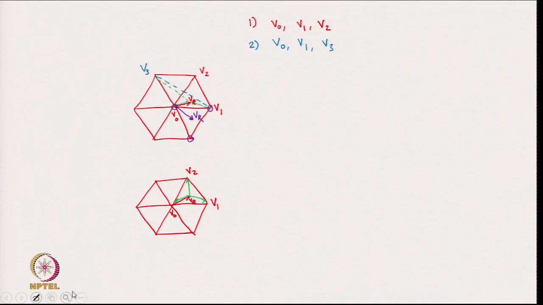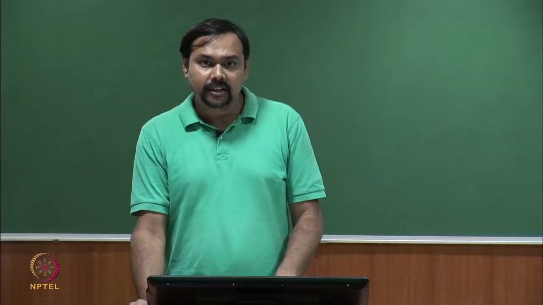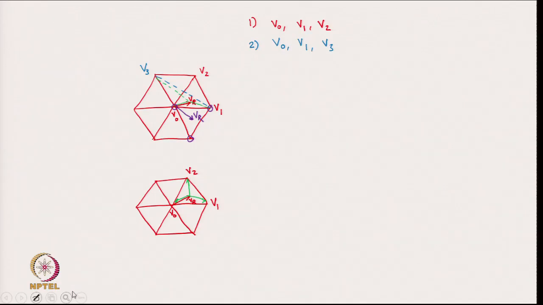One more thing that we will see later is that this is the space vector diagram for a two-level converter. Later we will see some other converters, called multi-level converters, where these space vectors become more and more dense. For example, this is the boundary of the space vector diagram of a multi-level converter, but we can have many more space vectors.